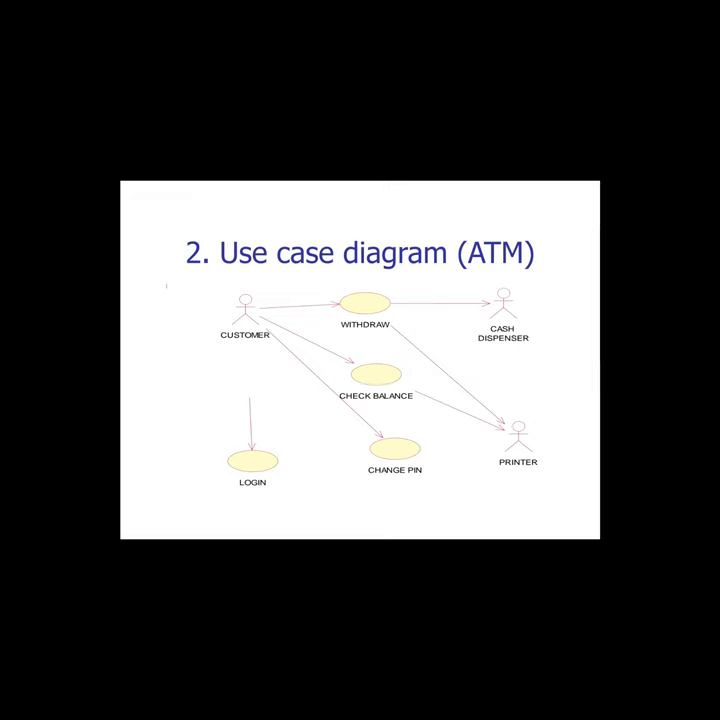So this is the simple use case diagram. Easy to remember, only three notations: association line with the direction, unidirection, and the various functions, general functions like login, withdraw, credit, debit, balance, mini statement, change PIN, and the users are customer, cashier, and printer.